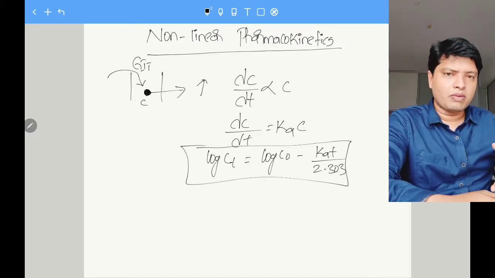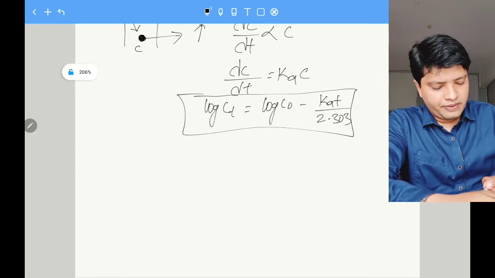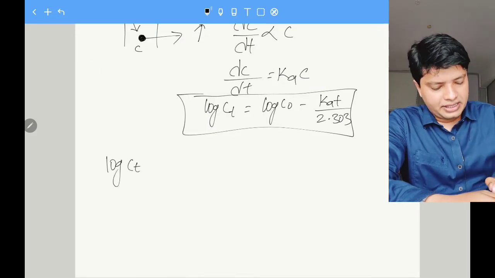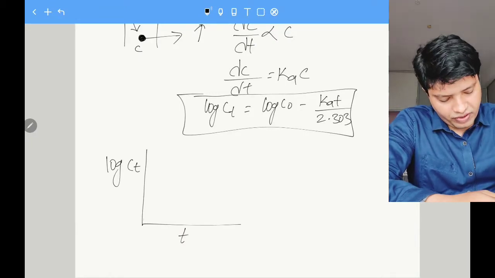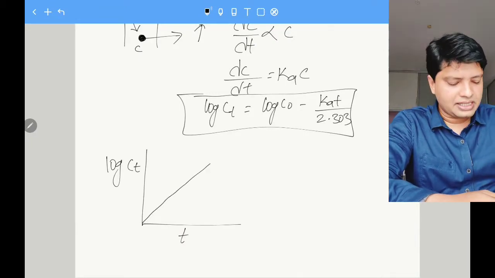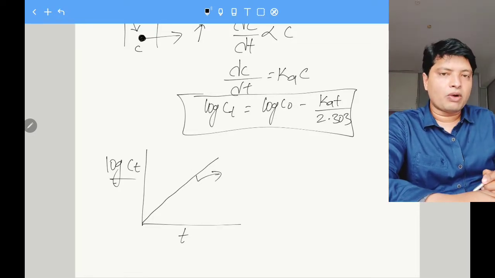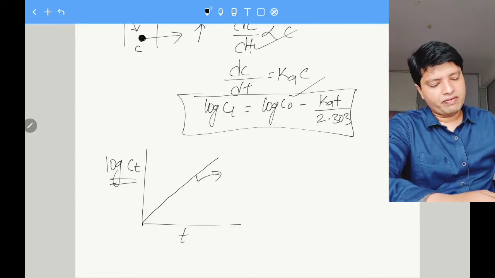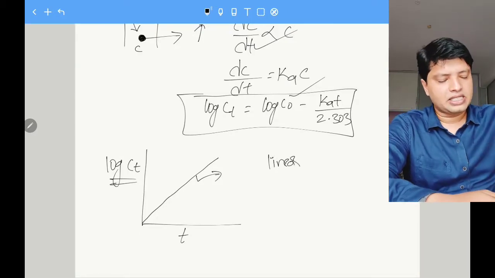Now you can ask me, sir, why are you talking about this when you are talking about nonlinear? There is a reason. If you draw a plot for this, take log Ct on the y-axis, then take time on the x-axis, you will get a straight line. Because we are getting a straight line for the semi-log plot of this type of equation, we call it linear pharmacokinetics.